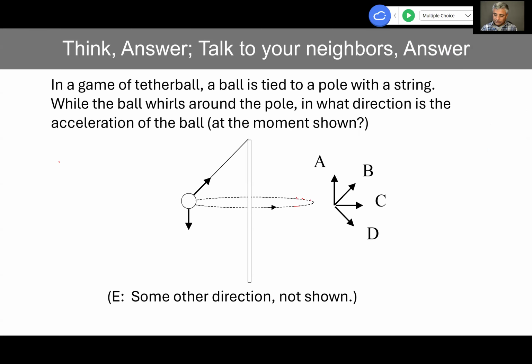So in this case, it's moving with constant speed. When something is moving in a circle or part of a circle with constant speed, then the acceleration is going to be toward the center of the circle. So center being over here, I think yes, C is the best choice here.